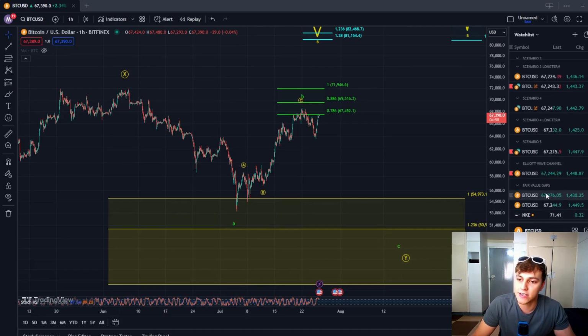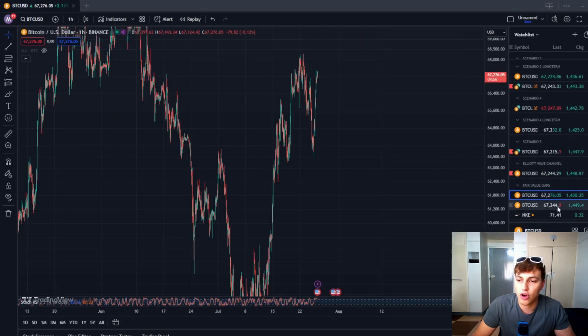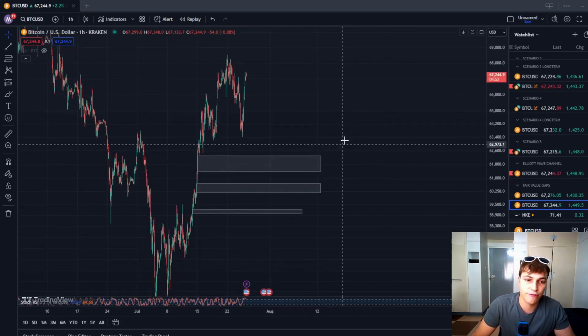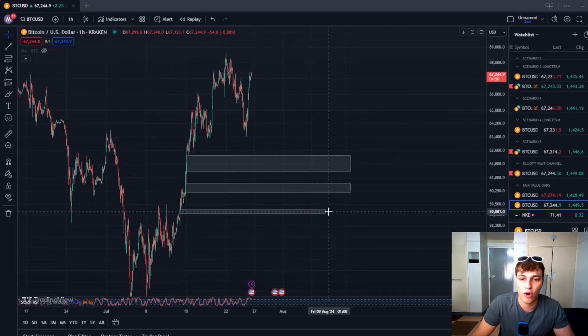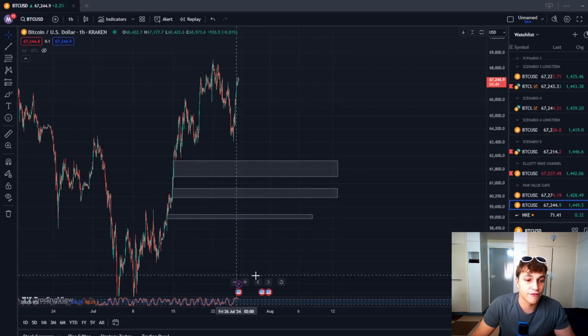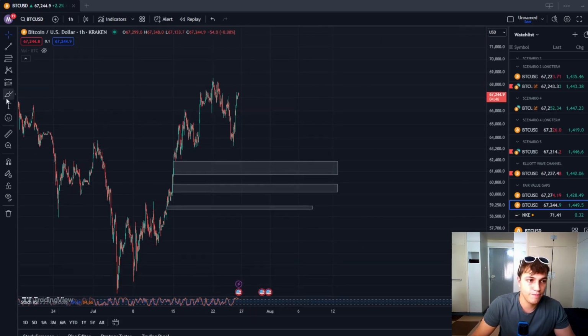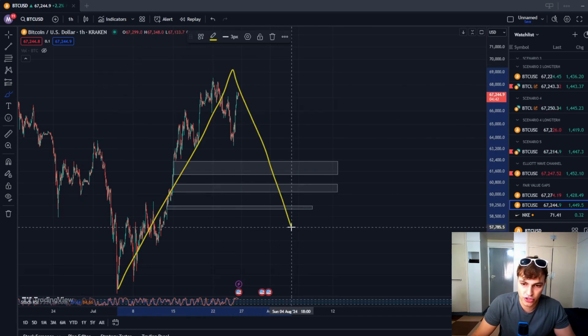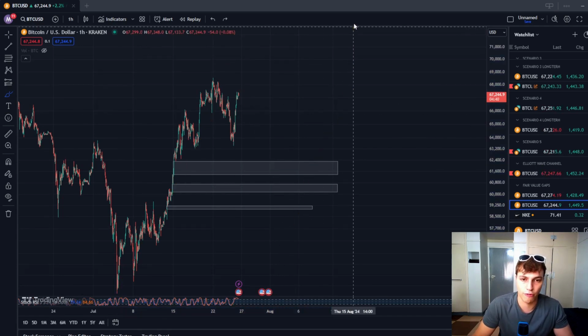If we look at our fair value gaps on the 4-hourly time frame, this looks very, very good in confluence with our wave 2 down. If you can remember, this is a wave 1, it would be a 2, then a 3 off to the races.